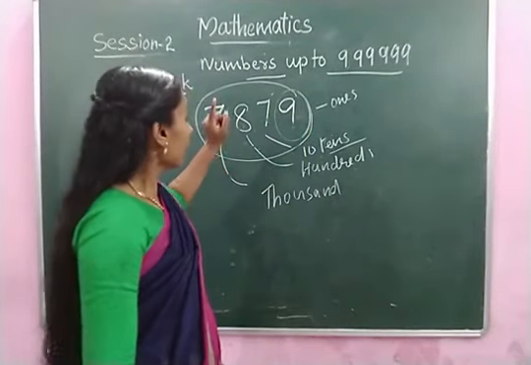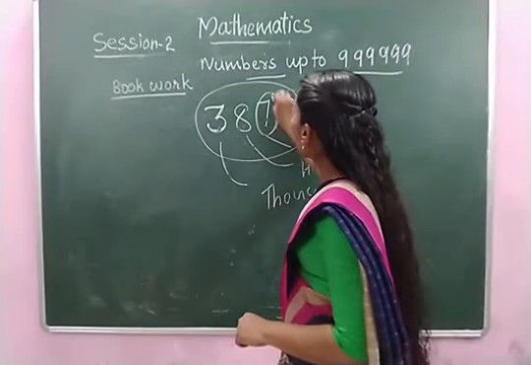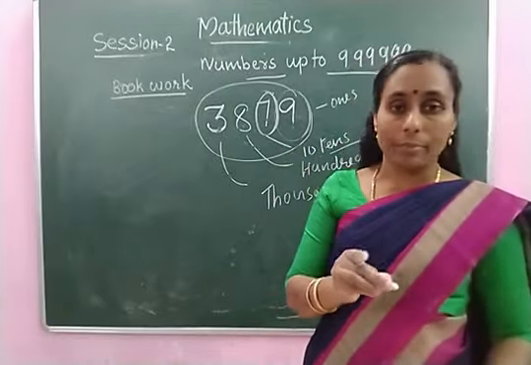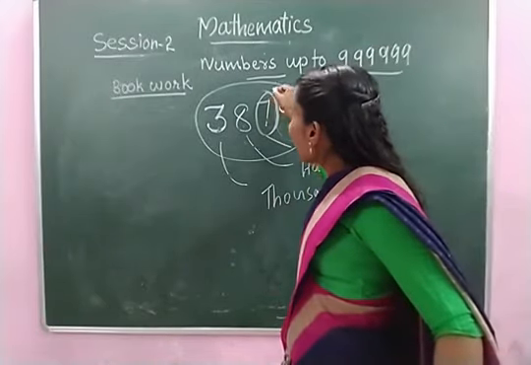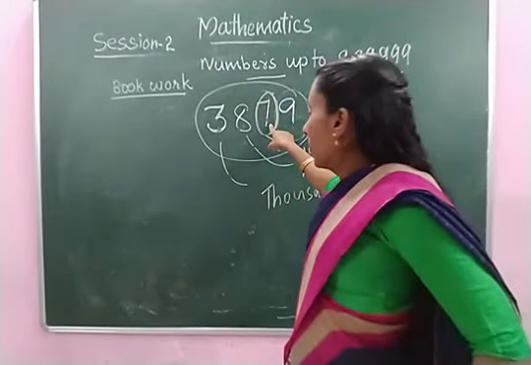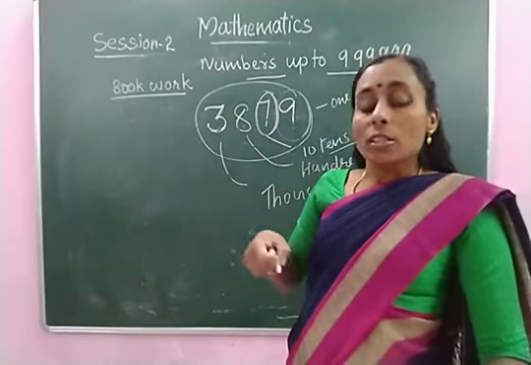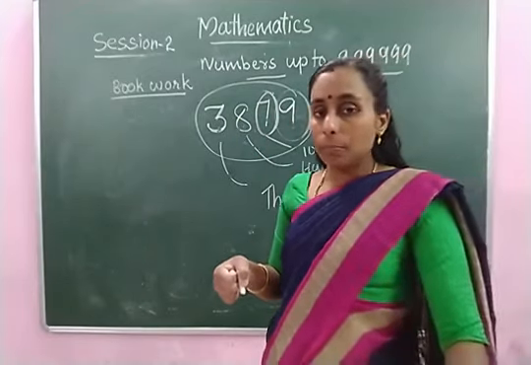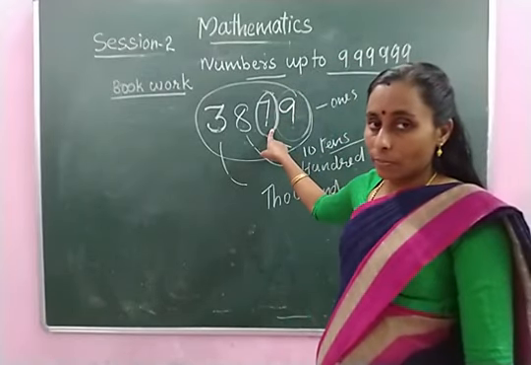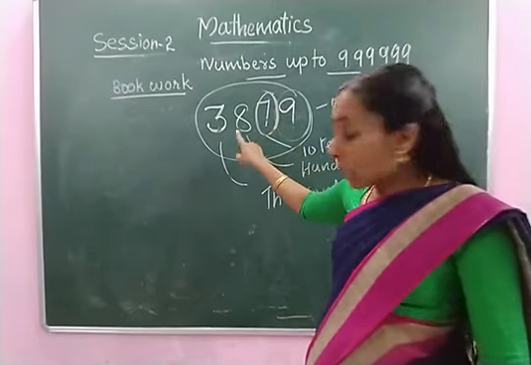Okay. Then the place value of 7. What is the real value of the 7? It is 70, because here it is in tens place. 7 is in tens place. So the place value of 7 is 7 tens, that is 70. Okay. 7 tens means 70. What is the place value of 7? 70.